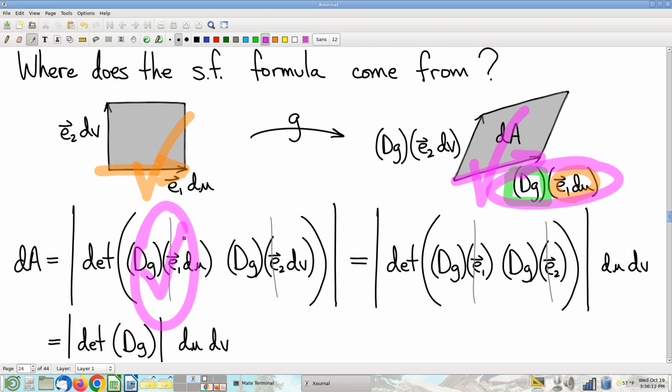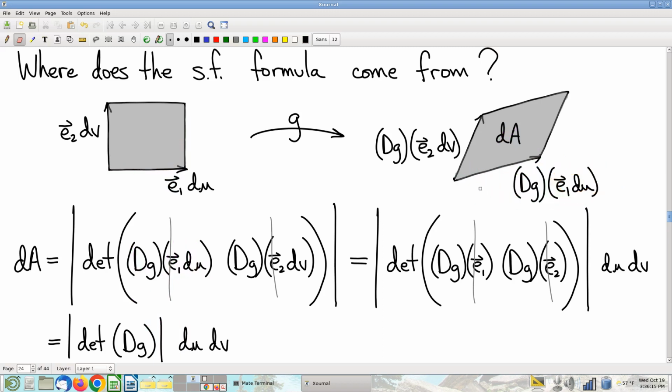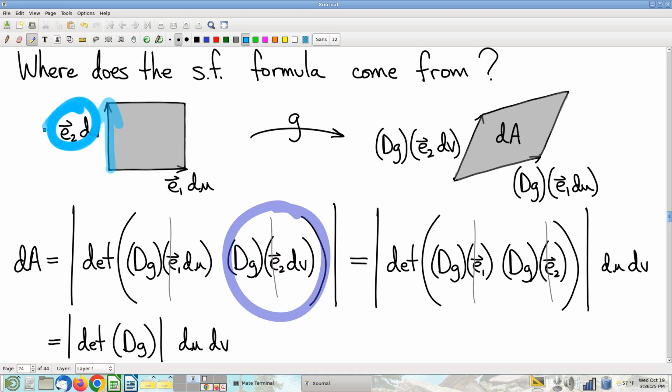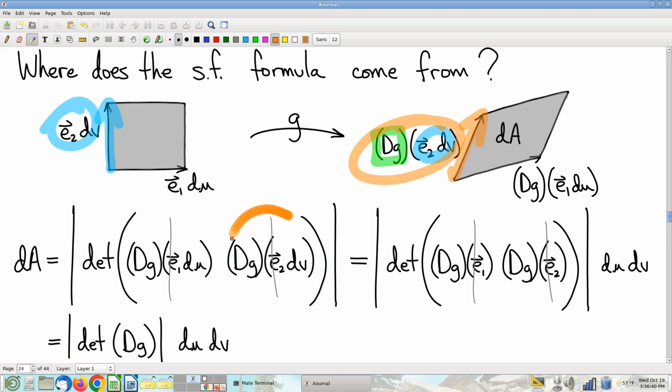All right, so ditto for the second one. Of course, now the second vector, the second column here, that's going to come from looking at the vertical, E2 dv. Analogous reasoning. And what do I do to E2 dv? Well, I multiply by the derivative matrix again. Multiplying by the derivative matrix gives me then that vector, which I lost track of my colors, is the second column. Okay. All right, and it's almost all over at this point.